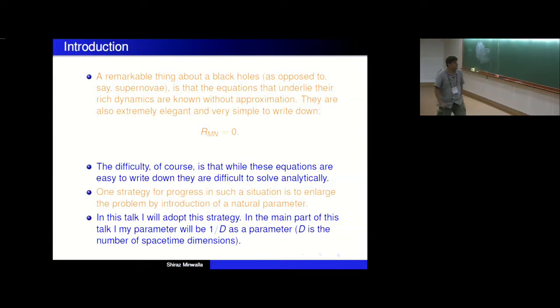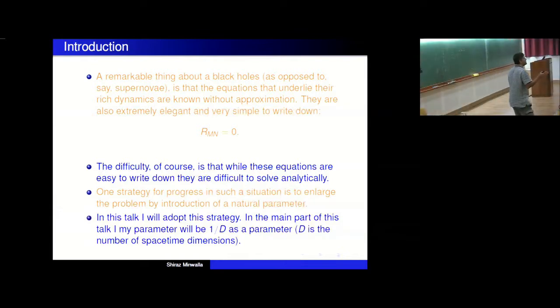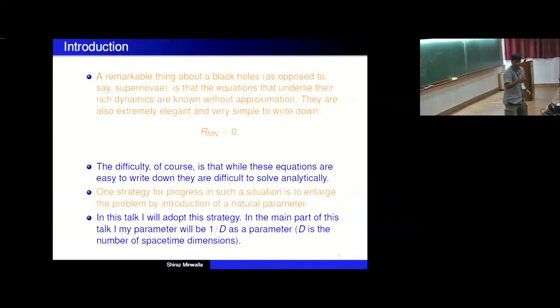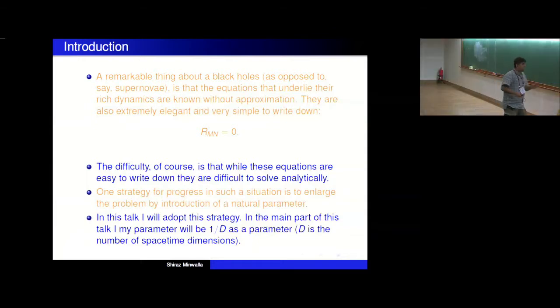The difficulty with the statement, of course, is that while these equations are easy to write down, they're difficult to solve, at least analytically. And one strategy for progress in such a situation is to try to enlarge the problem by including a natural parameter into it, and then try to solve the problem at different values of the parameter. Hopefully that will teach you something about the problem at the value of the parameter in which you're really interested. In this talk, I'm going to adopt the strategy. My parameter will be 1 by d, where d is the number of space-time dimensions. Okay?